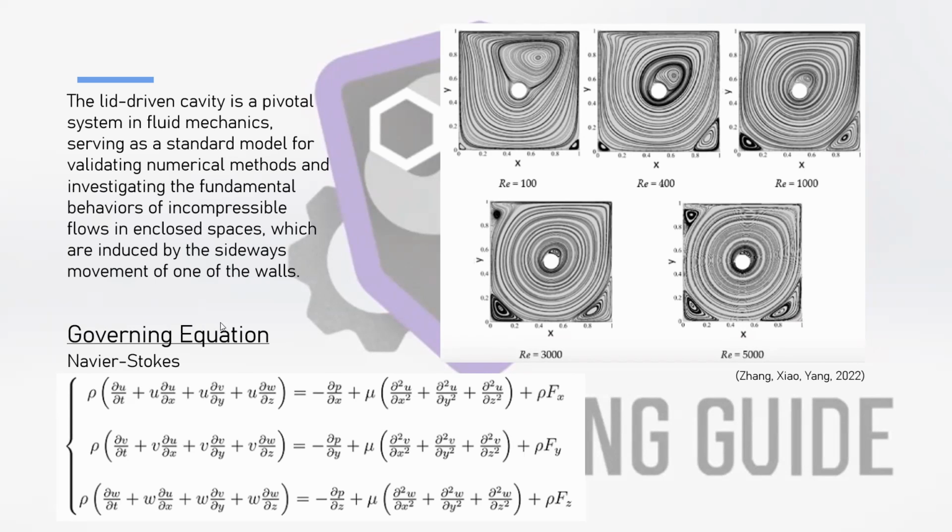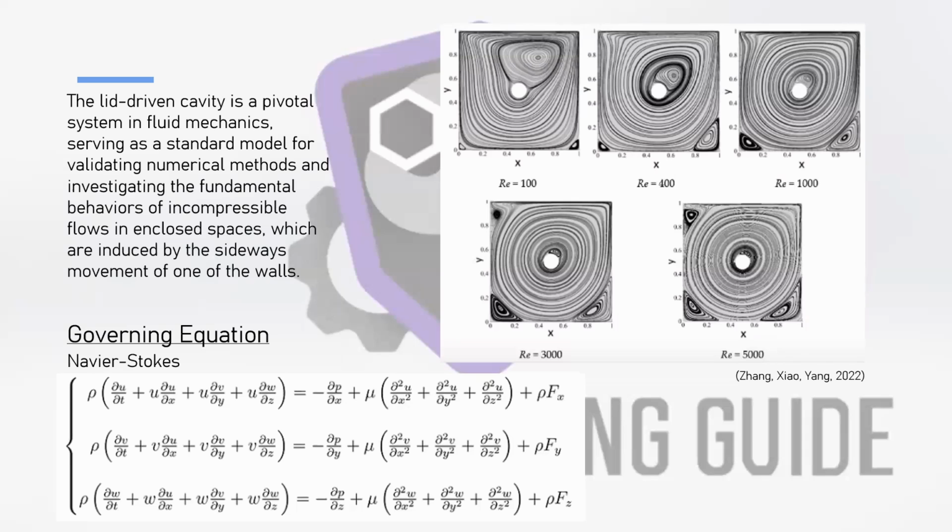Evidently, the governing equations for this problem are the Navier-Stokes equations, which simply say that the advection of the fluid is equal to the negative of the pressure gradient in that direction, plus the viscous forces, plus any external body forces, which means any gravity, electromagnetic forces, etc.